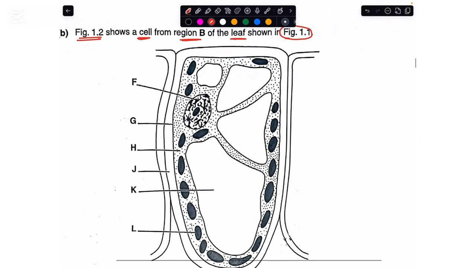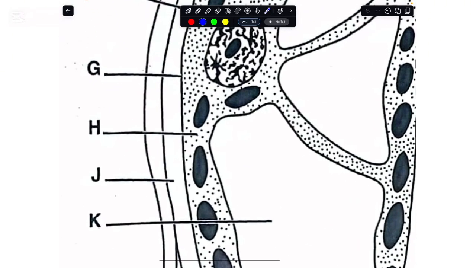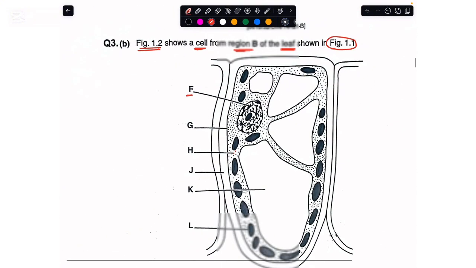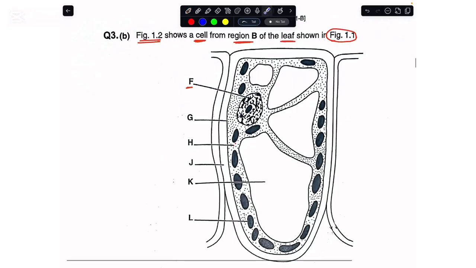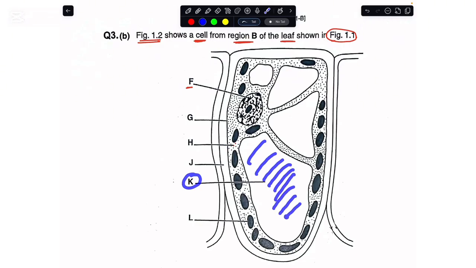If you focus on the structure F right here, this is indicating the nucleus. The G that we have over here is the cell membrane. The H, if you just clearly look, is going to this kind of a dot here. So these are the ribosomes. If I proceed to this J part here, this is a cell wall. And if I talk about the K, this is the large vacuole of this plant cell. And L, the letter which they have given us, is indicating the chloroplast.